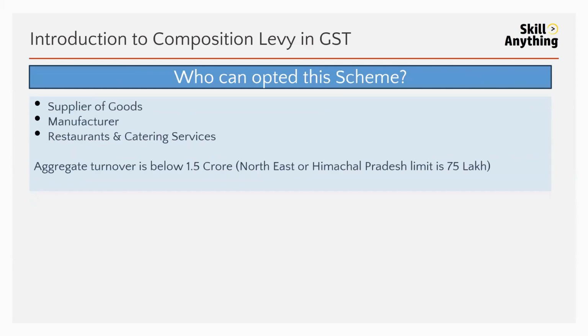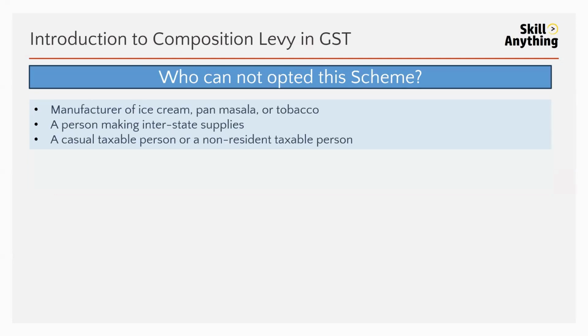Who can opt for this scheme? Suppliers of goods, manufacturers, restaurant and catering service providers can opt for this scheme, but the aggregate turnover must be up to 1.5 crore, or for the Northeast or Himachal Pradesh the limit is 75 lakh.